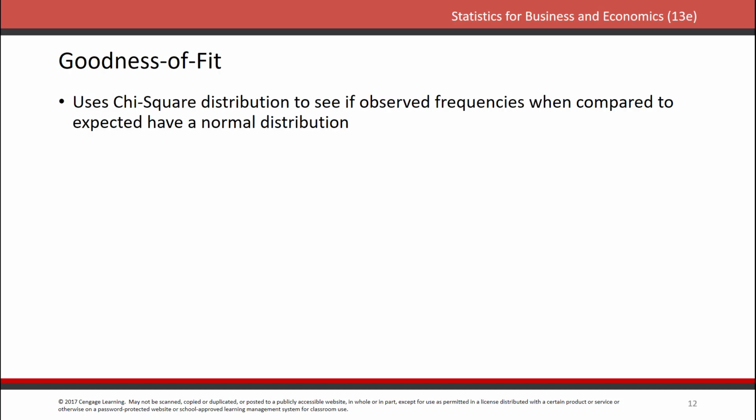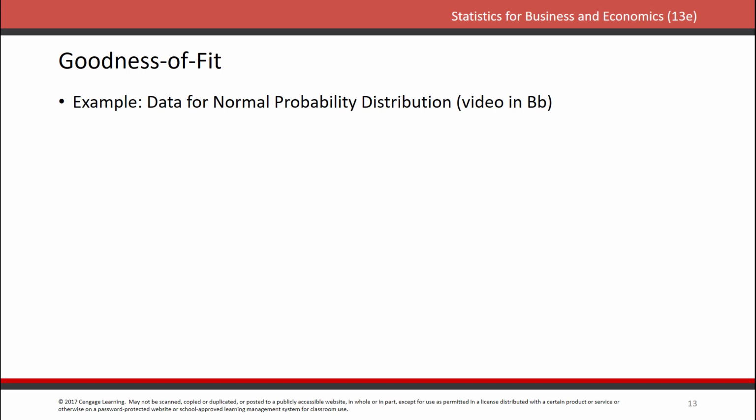And then you'll finish up with the goodness of fit. We're going to only look at the normal distribution, so we're going to use a chi-square distribution. Now this one's going to be a little weird, so you definitely want to go through my video, because in the video I show you how to set up a particular number of categories, so you're going to have to do that on your own. So be sure and watch that video before you get started on the assignment.